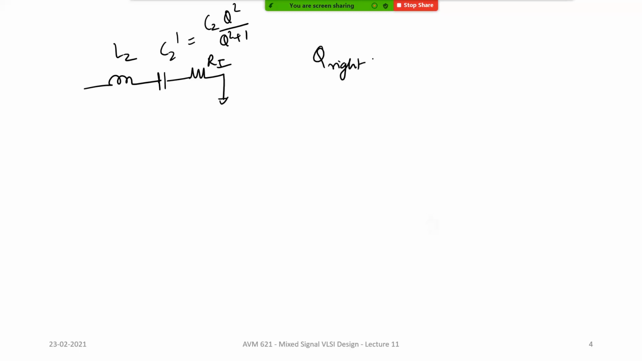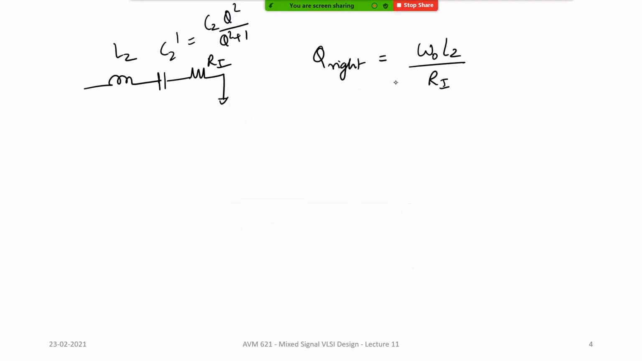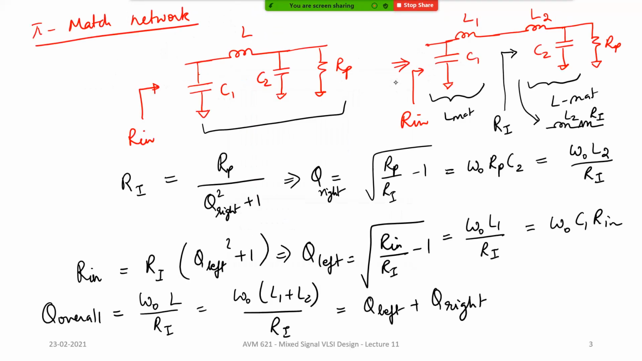Okay, let me just explain it. L2, and C2 prime, which is nothing but C2 Q squared by Q squared plus 1, with Ri. So this is a series RLC network where the Q on the right is written as omega naught L2 divided by Ri. Okay, good. Initially it can be slightly confusing, but once you understand it, you can just directly keep writing like this.